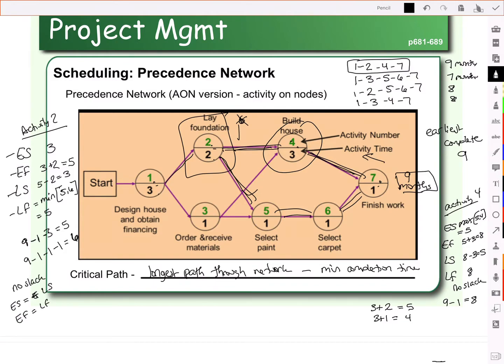Okay. Let's try one more. Now that you've figured out how this works, let's try activity 5. So take a moment, pause the tape, find early start, early finish, late start, late finish. And we're looking here at activity 5.